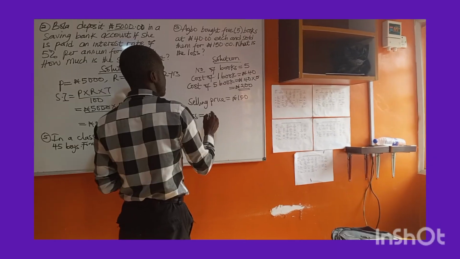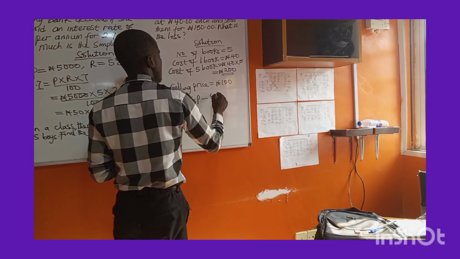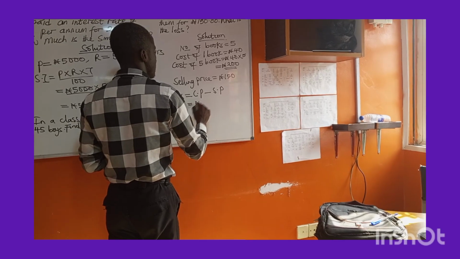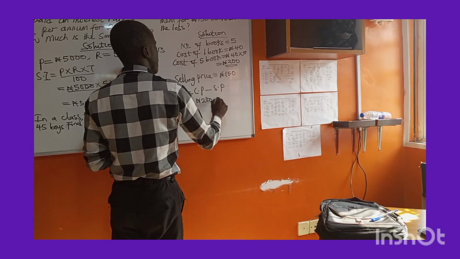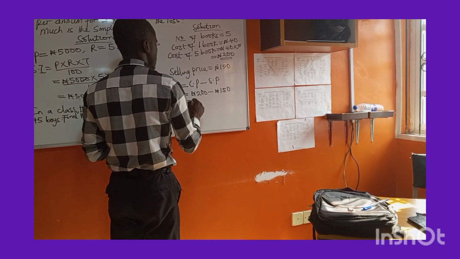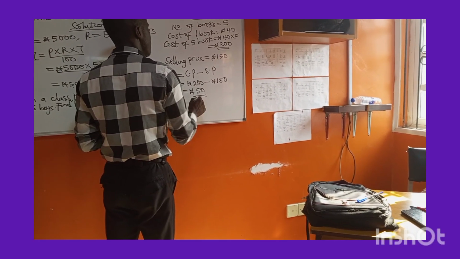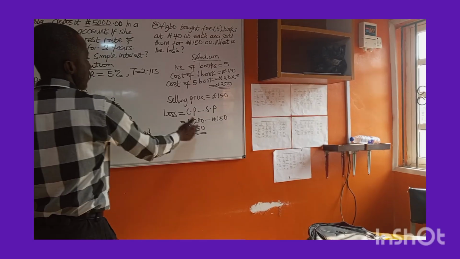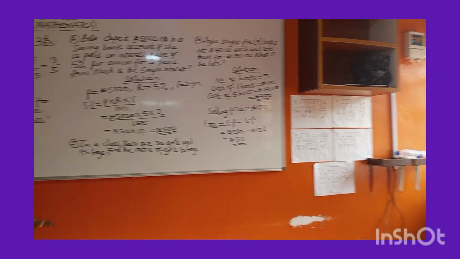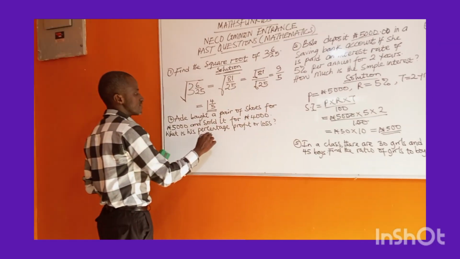So loss is cost price minus selling price. Cost price is 200 naira minus 150 naira, which is the selling price. So the loss is 50 naira. So the loss from here is 50 naira. Now let's look at the last question.